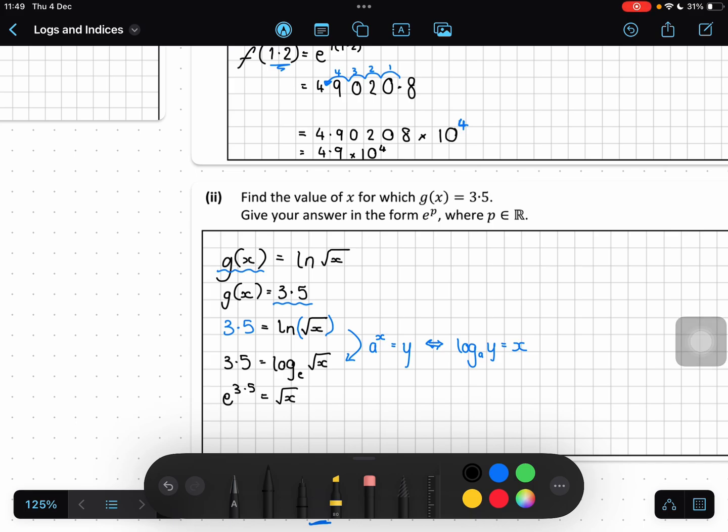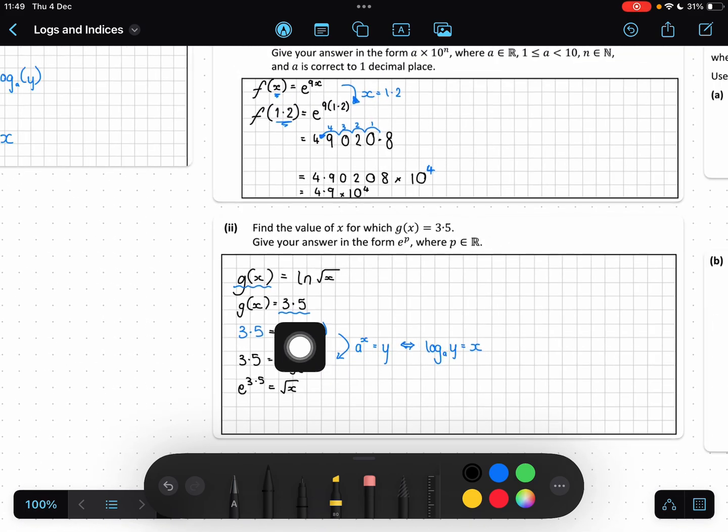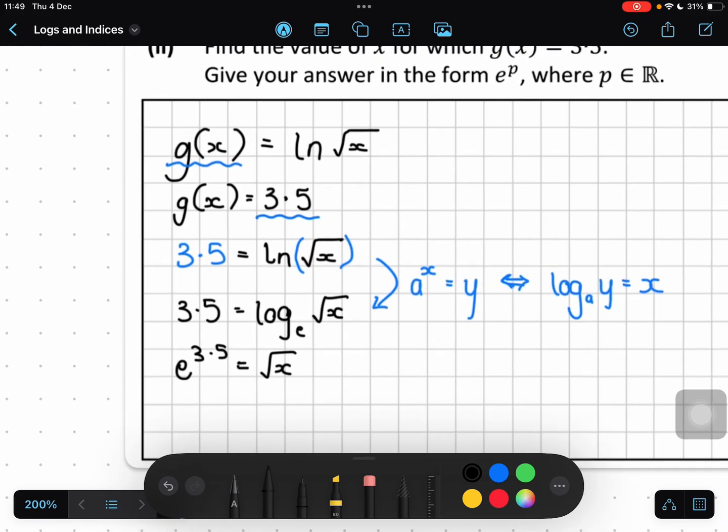So that there was our key thing with the natural logs, recognizing that to get rid of a natural log, it's e to the power of whatever is on the other side to get rid of it. Okay, so now what do we do? At this point we're just back to our indice work or our surd work, because we're getting rid of a square root. How do I get rid of a square root? I have to square.